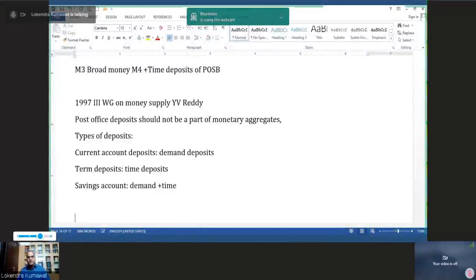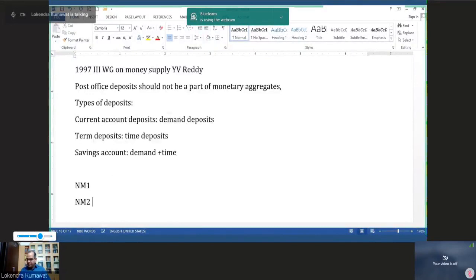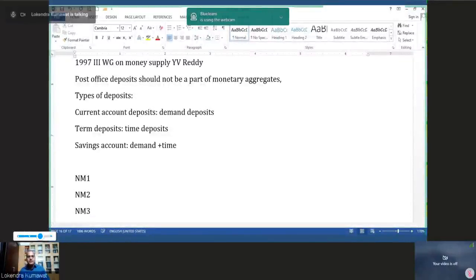By the way, the measures suggested are NM1, NM2, and NM3. NM1 is broadly the same as old M1. NM3 is broadly the same as old M3. NM2 is your NM1 plus term deposits with maturity up to and including 1 year.